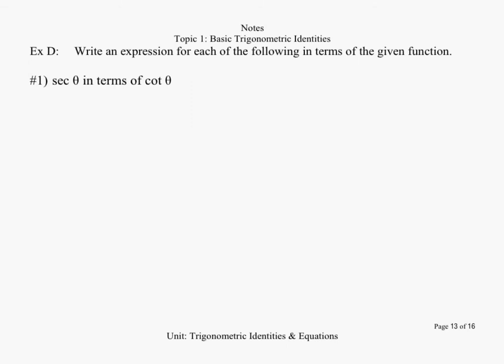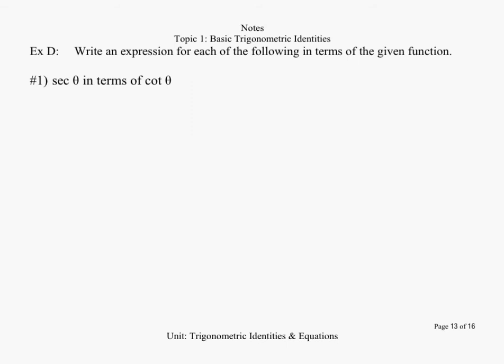Right, we are in example D. You're supposed to write the expression for each of the following in terms of the given function. So what that means, when you're finished, you should have secant of theta by itself. It should be by itself on one side of the equation.